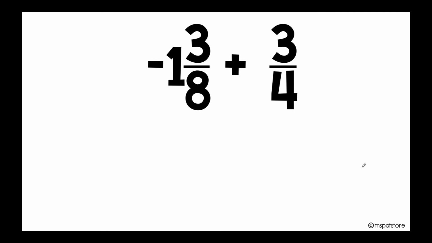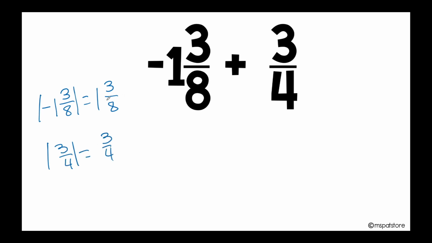Let's try this other example. Please pause the video. All right, in this other example, they have different signs. So we're going to find the absolute value and then subtract them. The absolute value of negative 1 and 3/8 is positive 1 and 3/8, and then the absolute value of 3/4 is just positive 3/4.